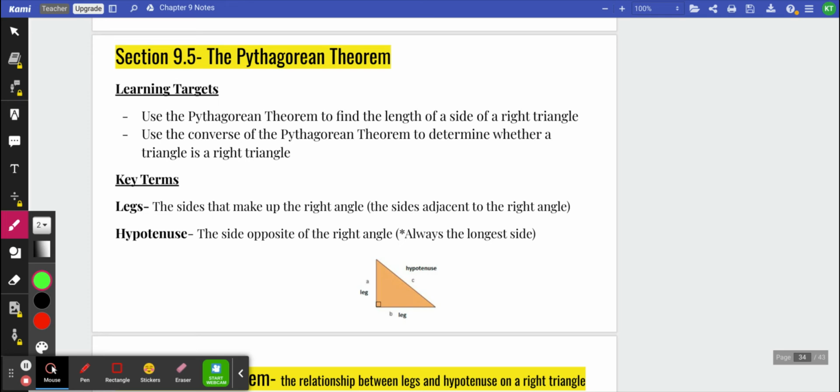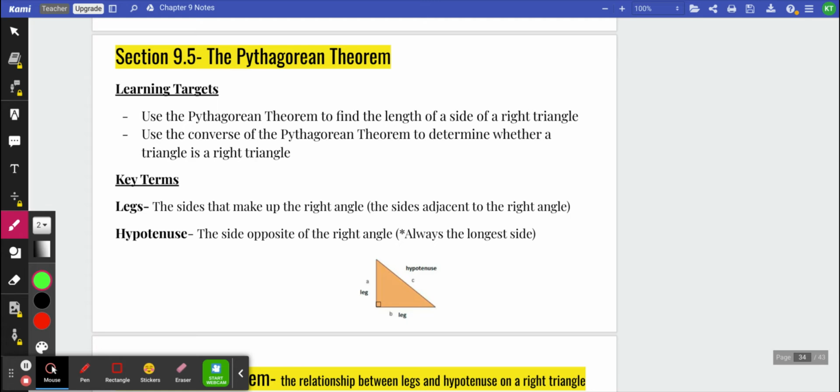All right, section 9.5, getting into the Pythagorean theorem, which is a geometry concept, but we use some algebra to solve for missing sides. Now the Pythagorean theorem is very useful. It's based upon right triangles, right?